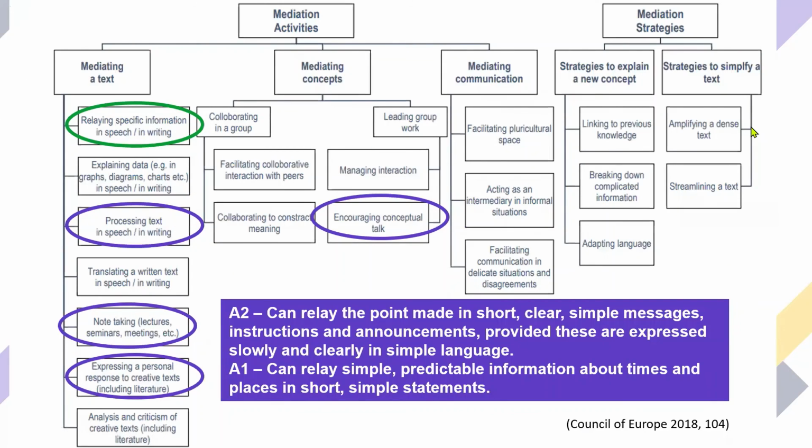Okay, back to the grid, and now we are going to talk about relaying specific information, in speech and in writing. And again, we have the can-do statement, so what we can expect of students at A1 and at A2. At A1: simple, predictable information about times and places in short and simple texts or messages.